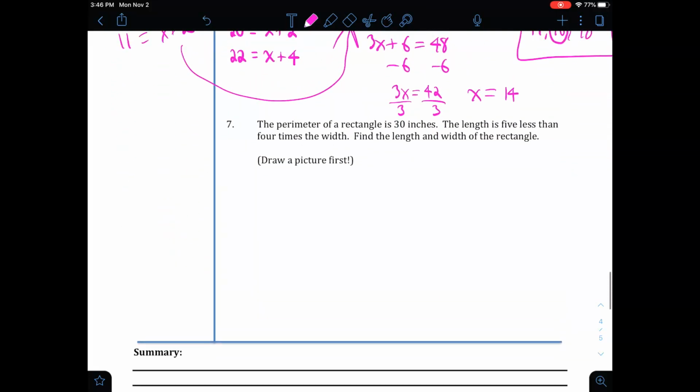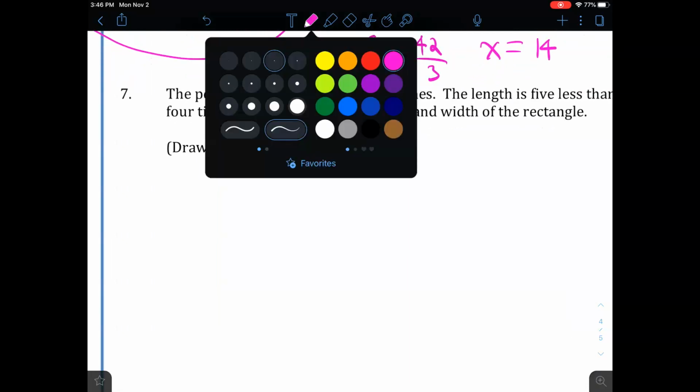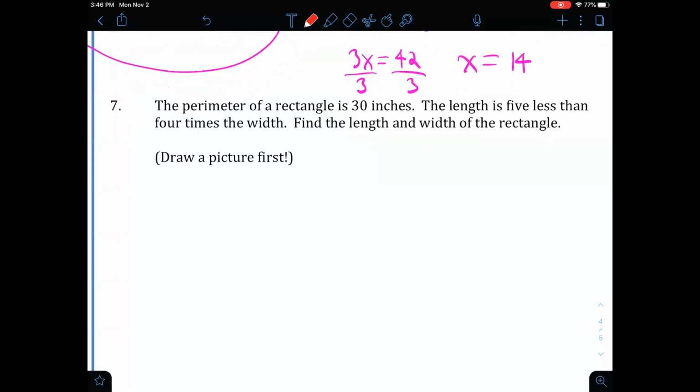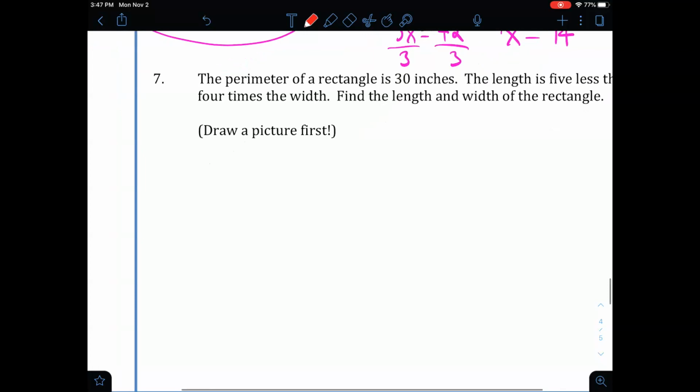All right, last example. It's a long video. Let's get through this here. The perimeter of a rectangle is 30 inches. The length is 5 less than 4 times the width. Find the length and width of the rectangle. It says draw a picture first. All right, let's draw a picture.